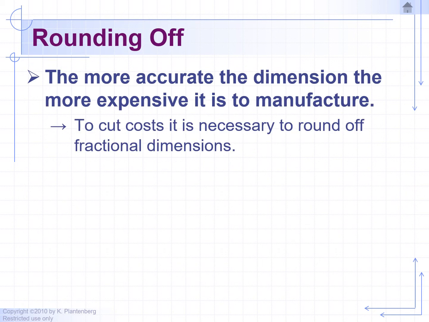Now, the more decimal places you use, 3 decimal places or 4 decimal places, for example, you're asking for more accuracy. The more accurate the dimension, the more expensive it is to manufacture. So if a machinist sees nothing but 3 decimal places or maybe 4 decimal places, then the machinist has to go slow to guarantee the accuracy with those dimensions.